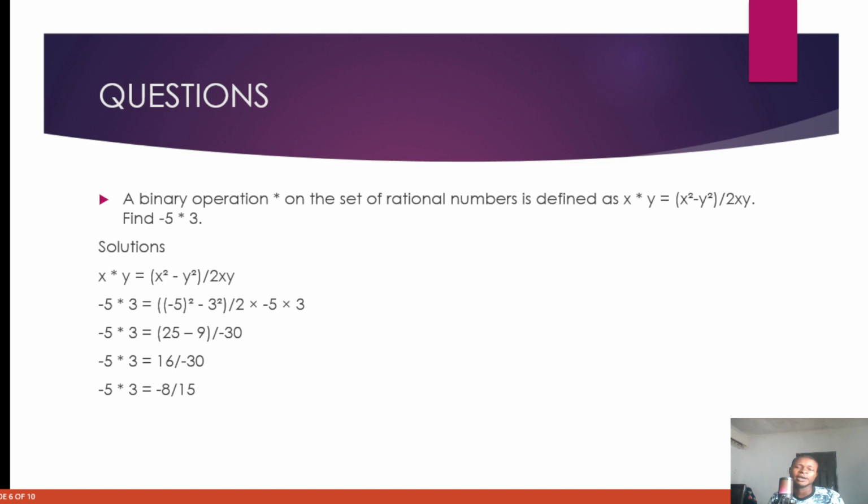So which means that here we still make use of direct substitution. Anywhere I see x, I put minus 5, and anywhere I see y, I put 3. So here I have minus 5 all squared, and I have 3 squared here, everything divided by 2 times minus 5 times 3, and that is what we have on our screen.